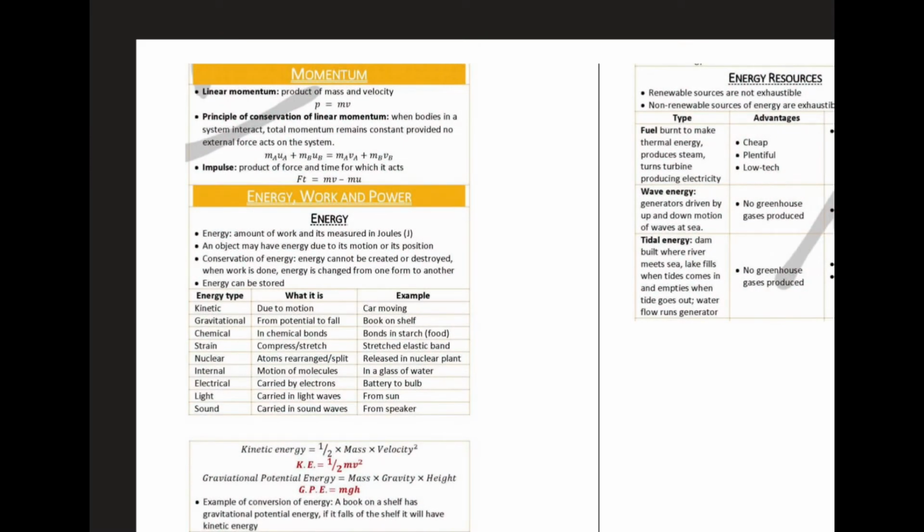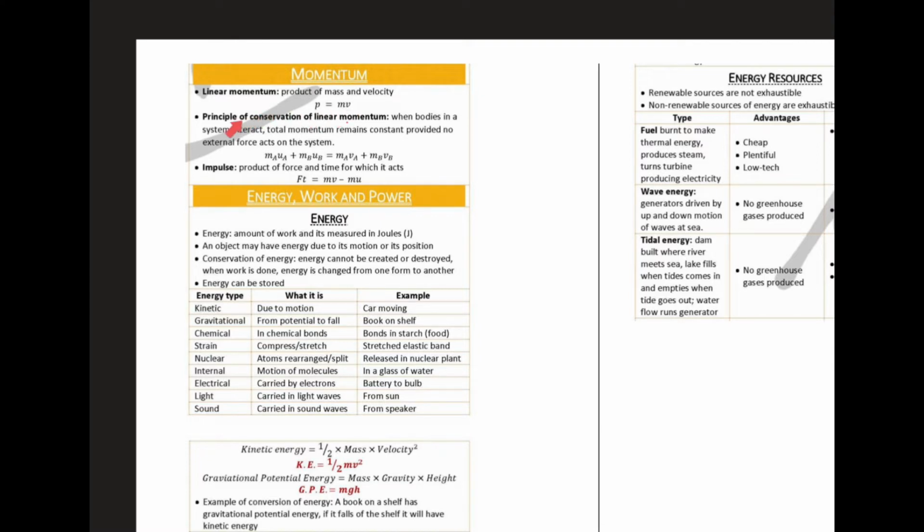So now let's look at the next subtopic. Our next subtopic is about momentum. Okay, momentum. The first point: linear momentum, the product of mass and velocity. That's the definition of momentum. The formula is P equals mv, mass times velocity.